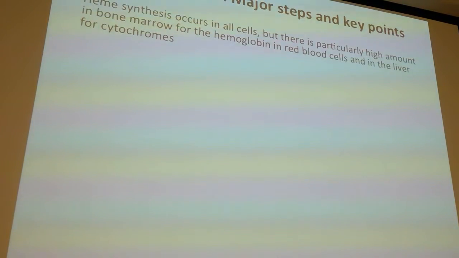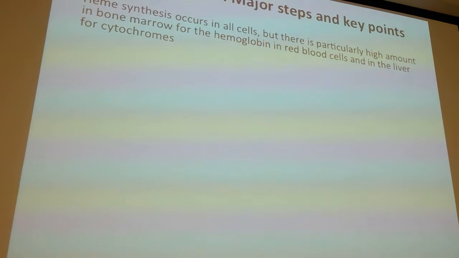Okay, so major steps is a lot to take in there. So I'm just going to go through some of the major steps and key points that I'd like you to remember. So first off, heme synthesis is occurring in all cells because there are a lot of different types of proteins and enzymes that utilize heme as a prosthetic group in their chemistry and reactions.